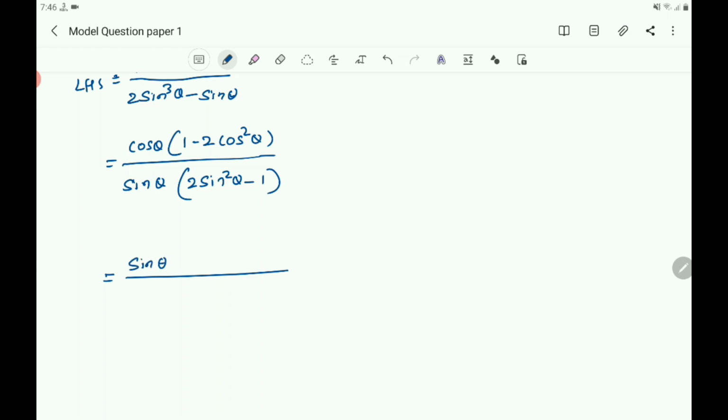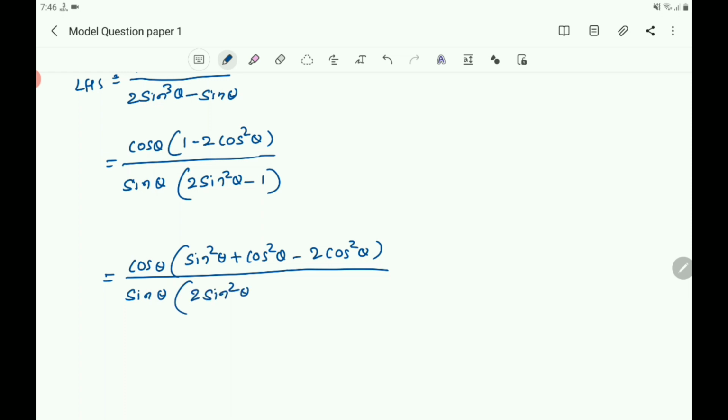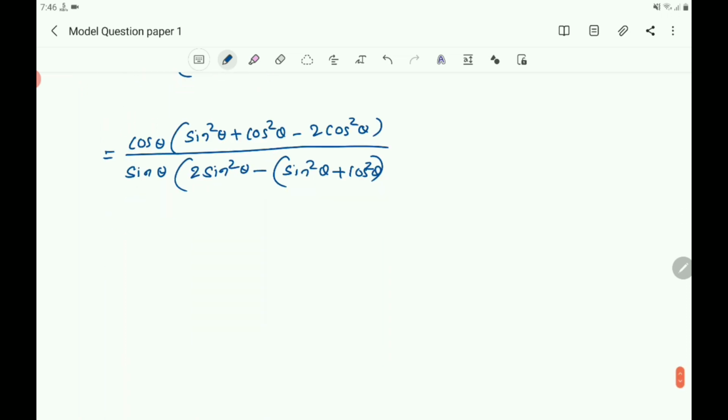Sin theta into sin square theta plus cos square theta minus 2 cos square theta. It is cos theta, not sin theta. Write cos theta. Then this is sin theta into 2 sin square theta minus, in the place of 1, let us write sin square theta plus cos square theta.